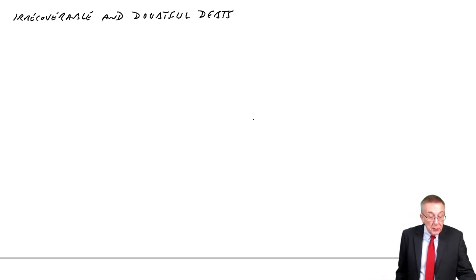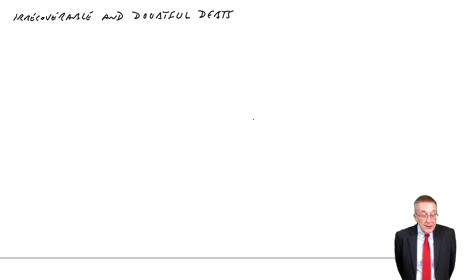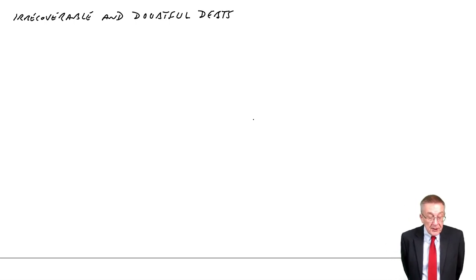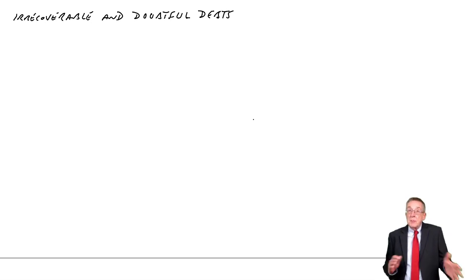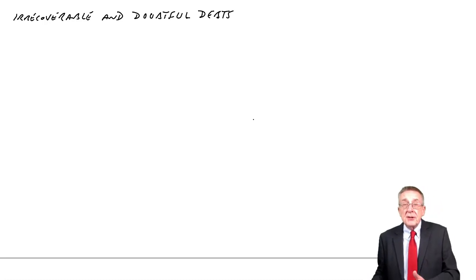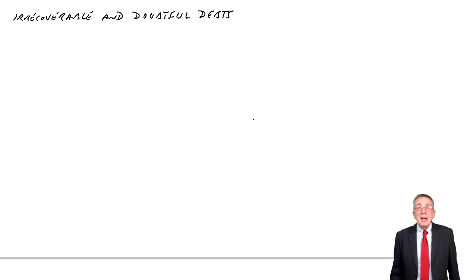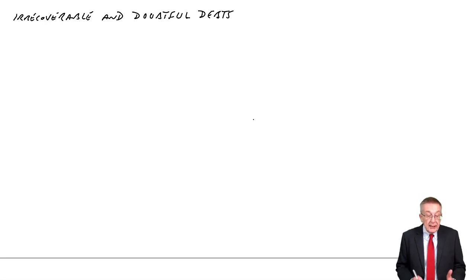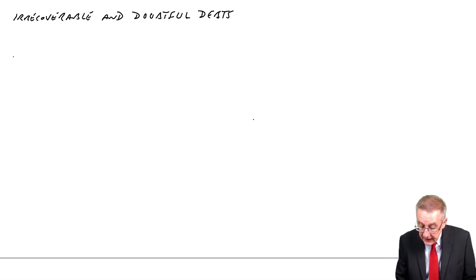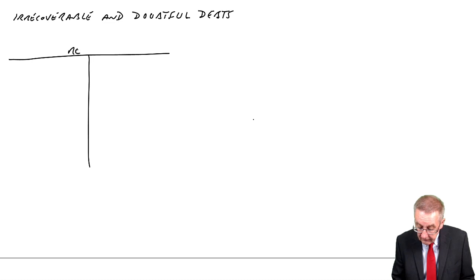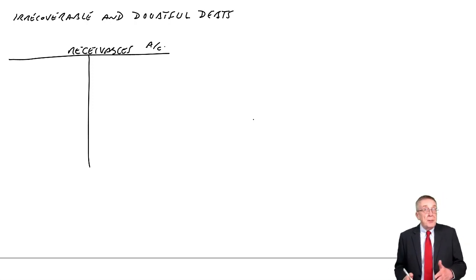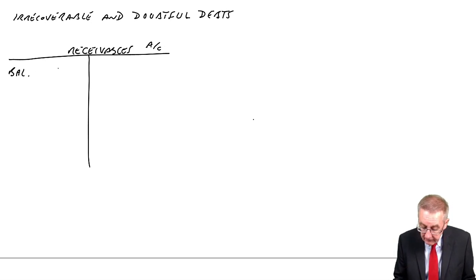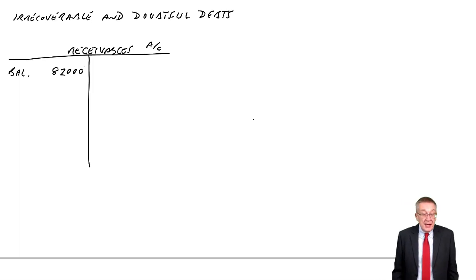I'll explain by going through example two. So if you turn to it, have a quick look with me. Scylla started business on 1st of January 2000, and as at 31st December 2000, the balance in her receivables account was 82,000. So the bookkeeper has been dealing with all the sales on credit, debit receivables, credit sales. They've been dealing with all the cash received from customers, debit cash, credit receivables. And at the end of the year, when the accountant arrives, there's a balance of 82,000, and of course receivables are an asset, it's a debit balance. So that's how it appears when the accountant arrives.